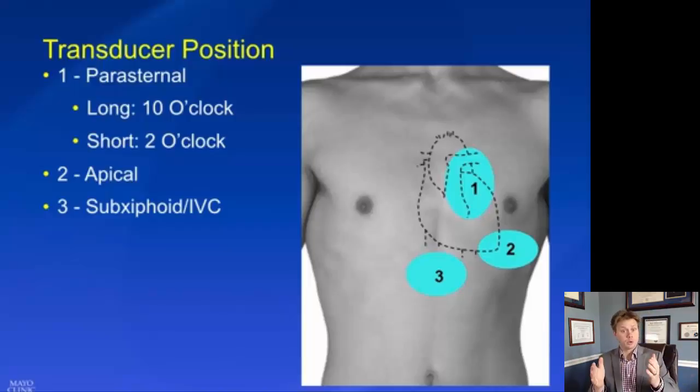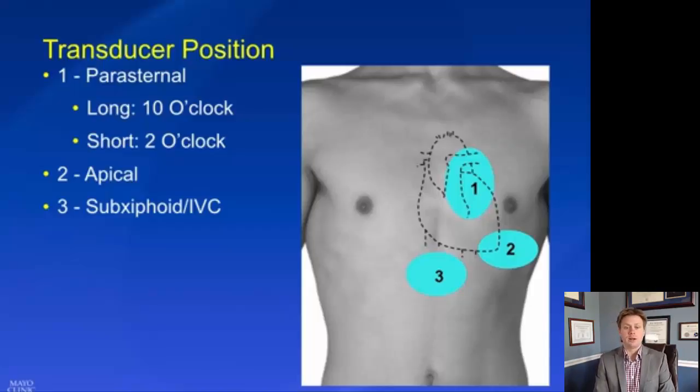From there, the parasternal short axis is the exact same imaging window with your transducer, but you want to rotate the probe 90 degrees clockwise such that it's pointed towards the patient's left shoulder. Our apical view, we're going to place the transducer where we feel the PMI on physical examination, usually just below the left nipple or inframammary crease.